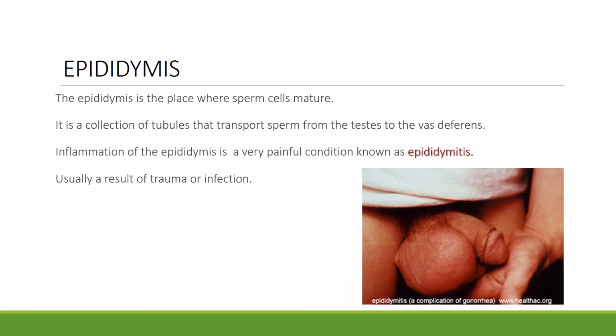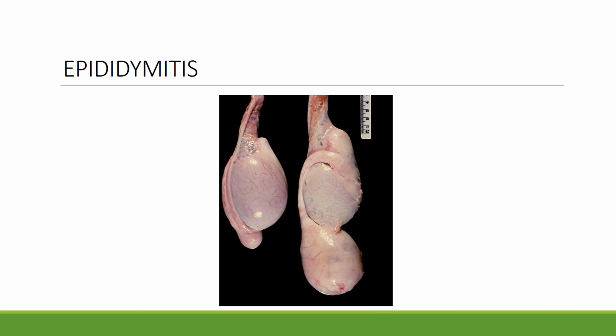The epididymis is the place where sperm cells go to mature. It's actually a collection of small tubules that transport sperm from the testes to the vas deferens. Inflammation of the epididymis is a very painful condition, and it's known as epididymitis. Remember, the ending itis means inflammation of, and it's usually the result of trauma or infection. Hopefully you can tell that the epididymis on the left testicle is of normal size. That of the right testicle is very swollen and demonstrates epididymitis.